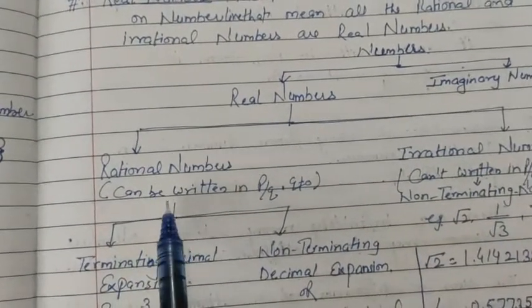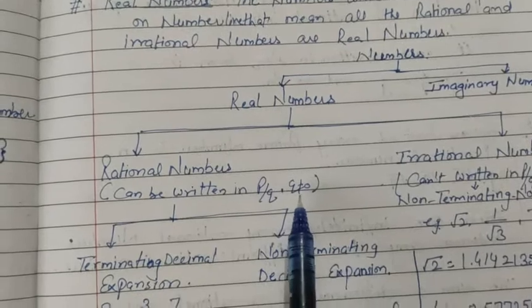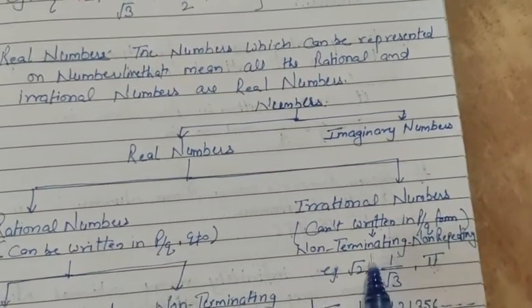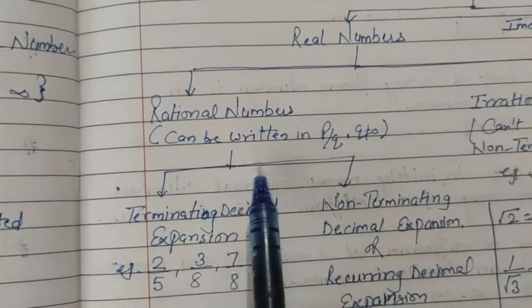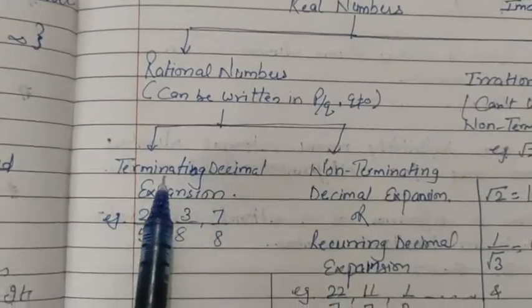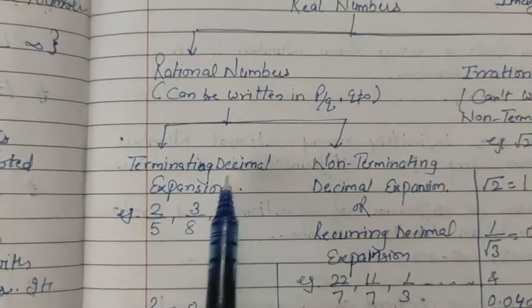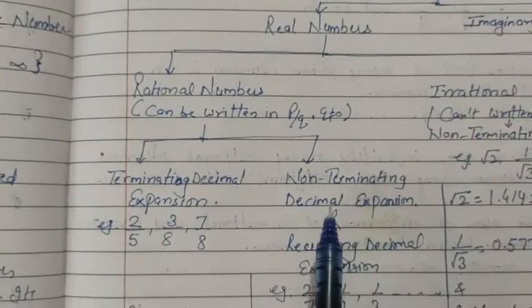Rational numbers can be written in the p by q form where q is not equal to 0. Irrational numbers can't be written in the p by q form. Now rational numbers have two types of decimal expansions: terminating decimal expansion or non-terminating decimal expansion.